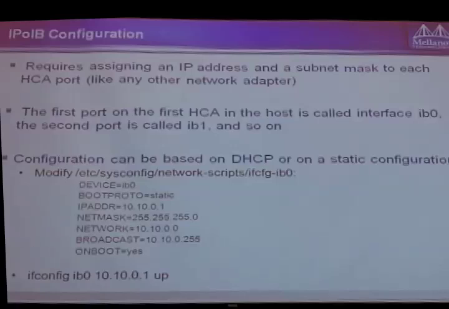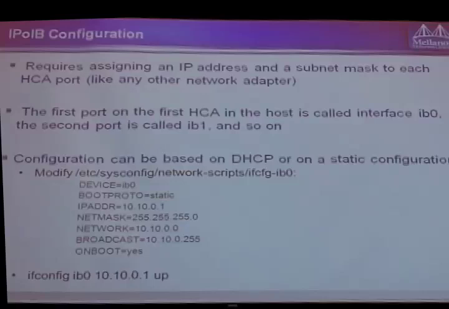So how do you configure IP over IB and get it working? Basically, IP over IB requires assigning an IP address and a subnet mask to each of the HCA ports. This is like managing any other network device. If you do an ifconfig -a and you have IP over IB on, you're going to see an InfiniBand network interface for every single InfiniBand port you have in your box. So if you have 2 Ethernet ports and you have a dual port HCA, you're going to see ETH0, ETH1, IB0, IB1.